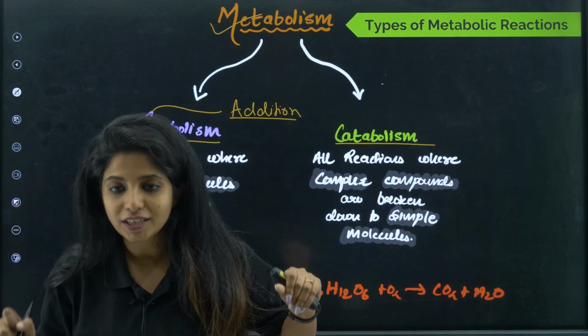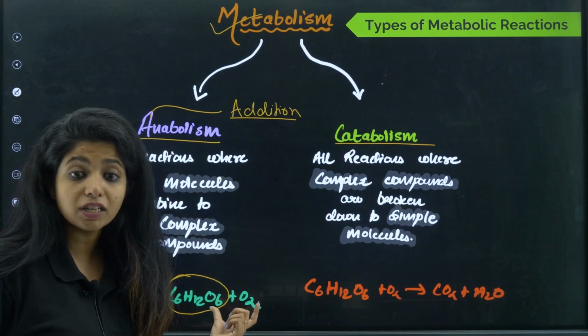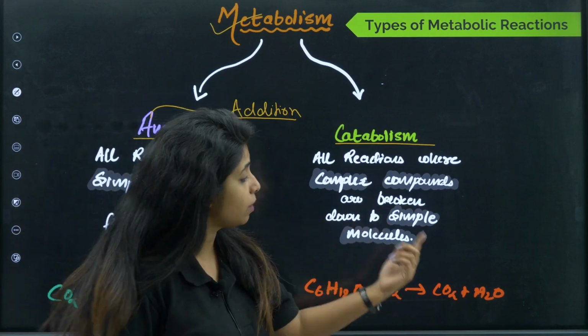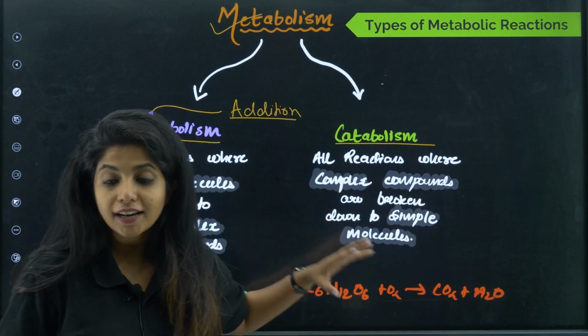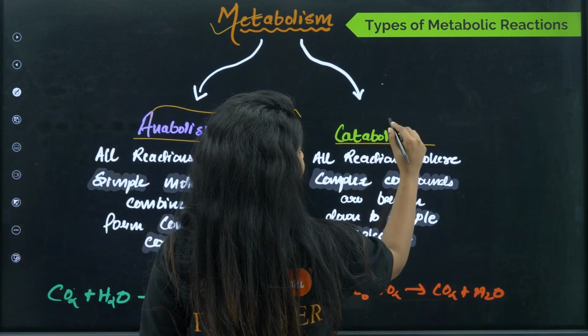This is anabolism, or anabolic reaction. Now on the other hand, when this glucose decides to get broken down back again into carbon dioxide and H2O, I call this a catabolic reaction, or I say that this is an example of catabolism.